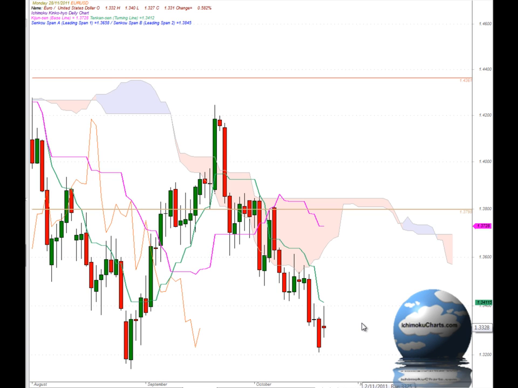Next, moving to the Euro US dollar, and here we see a change of trend. We have a candle that's made a higher high and a higher low, but we've done that on an indecisive spinning top type candle. So that doesn't make us feel confident about the potential for this trend to continue.